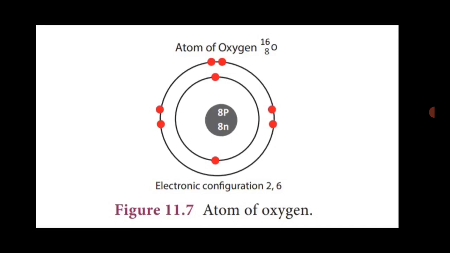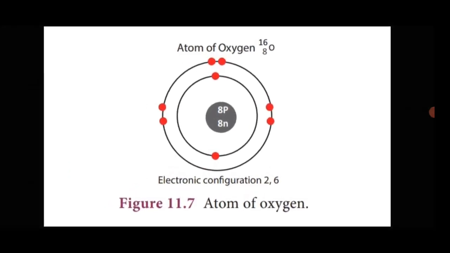Followed by, how many shells are present? Oxygen contains only 2 shells. What are the shells' names? K and L. K shell contains 2 electrons. L shell contains 6 electrons. This is the electronic configuration of oxygen.